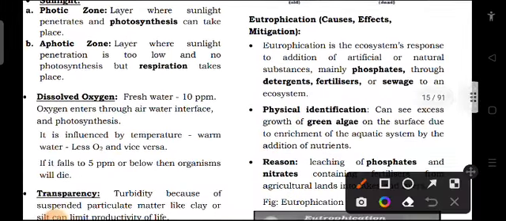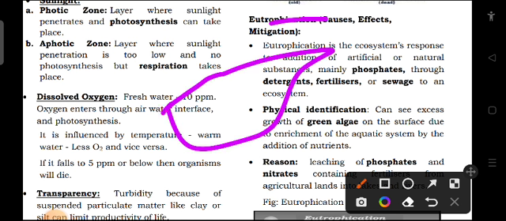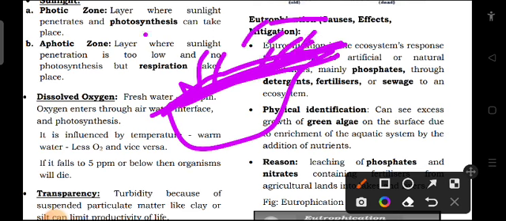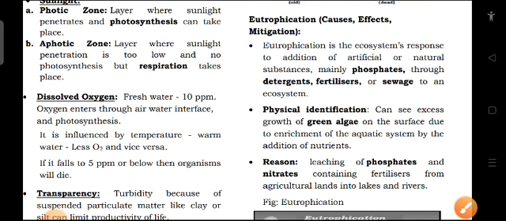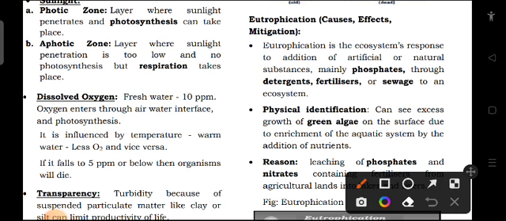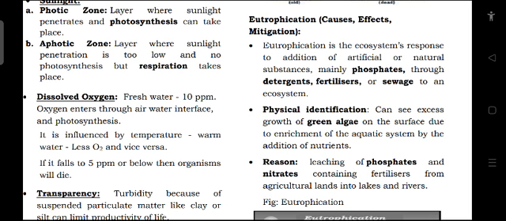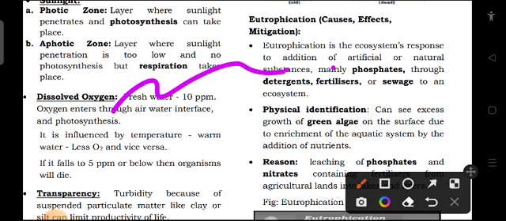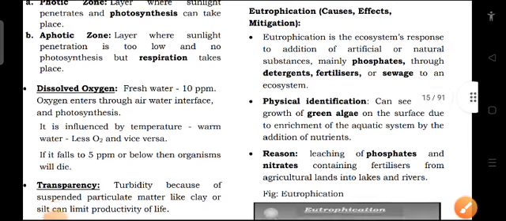Now the topic is eutrophication. Now let us look at the causes, effects and mitigation. Eutrophication means, if this is a lake and there is an algal bloom or something which affects the penetration of sunlight and other various components, it will cause eutrophication. So eutrophication is an ecosystem response to the addition of artificial or natural substances, mainly phosphate, through detergents, fertilizer or sewage to an ecosystem. So when things like detergent or fertilizer fill up the lake, it will add to the eutrophication process. How can we identify eutrophication?